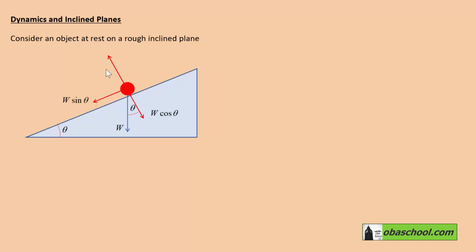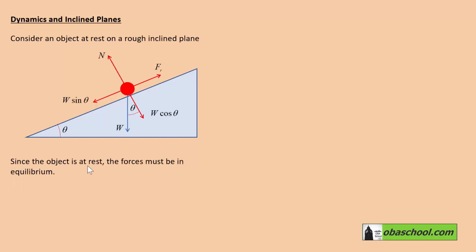There'll be a normal reaction force from the slope. And on a rough slope, if this thing is stationary or accelerating down the slope, there would be a frictional force upwards, so parallel to the slope and opposing this component of the weight. Once we've got W cos theta and W sin theta, of course, we ignore the W because it's been replaced by those components.